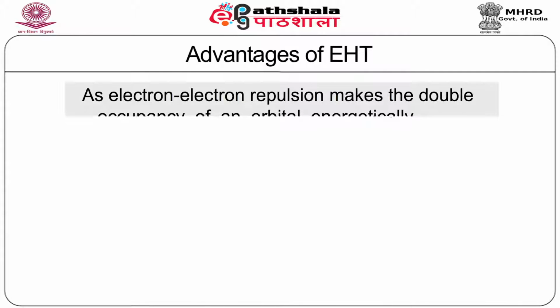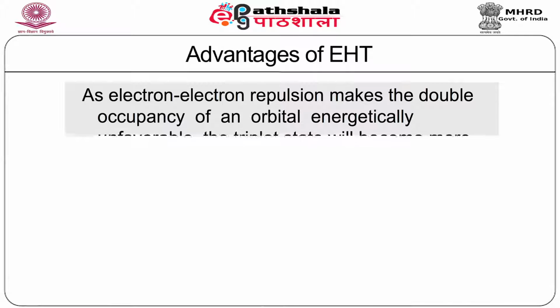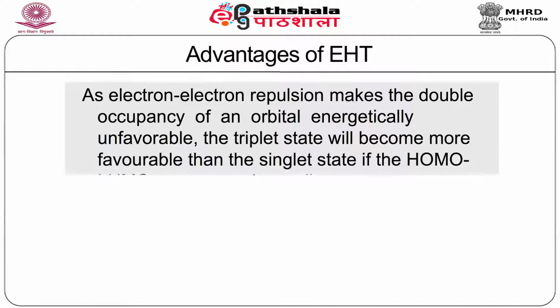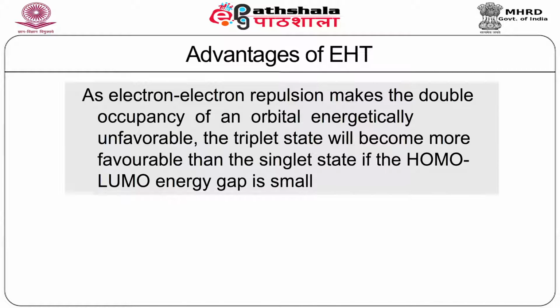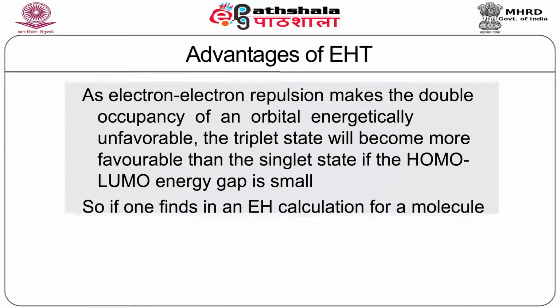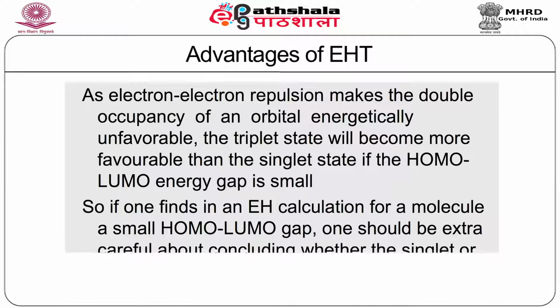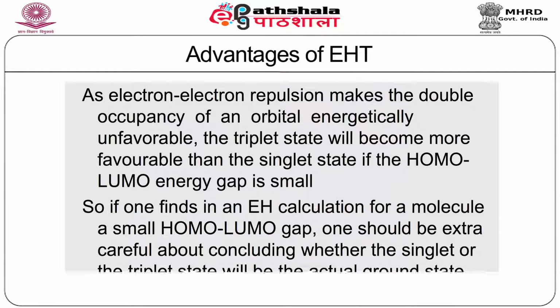How? As electron-electron repulsion makes the double occupancy of an orbital energetically unfavorable, the triplet state will become more favorable than the singlet state if the HOMO-LUMO energy gap is small. So, if one finds in an extended Huckel calculation for a molecule a small HOMO-LUMO gap, one should be extra careful about concluding whether the singlet or the triplet state will be the actual ground state.